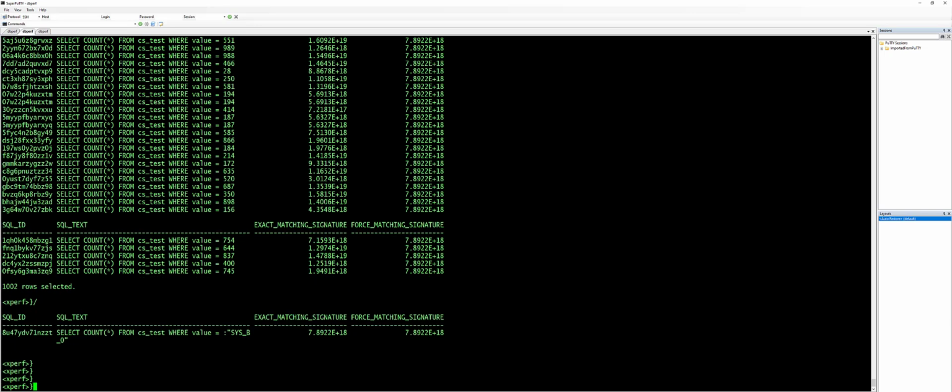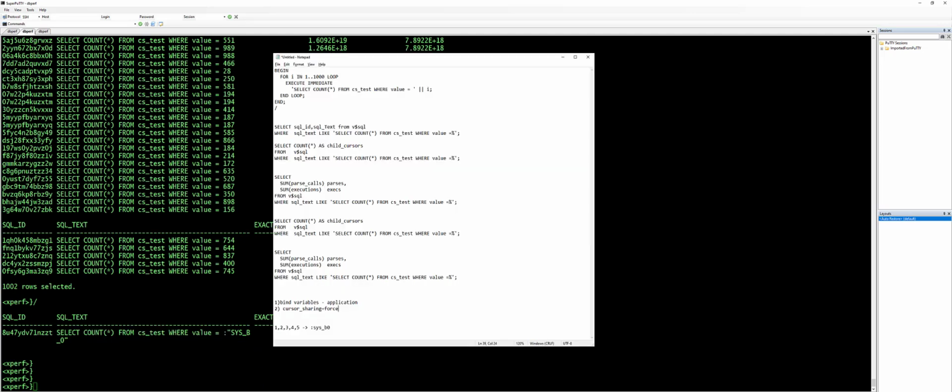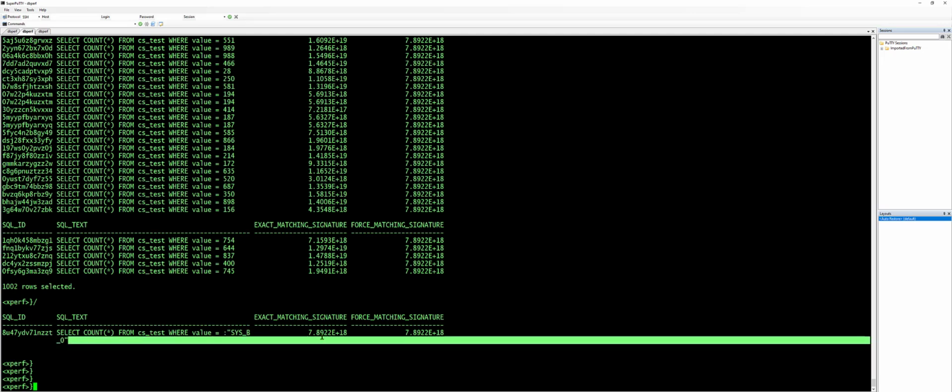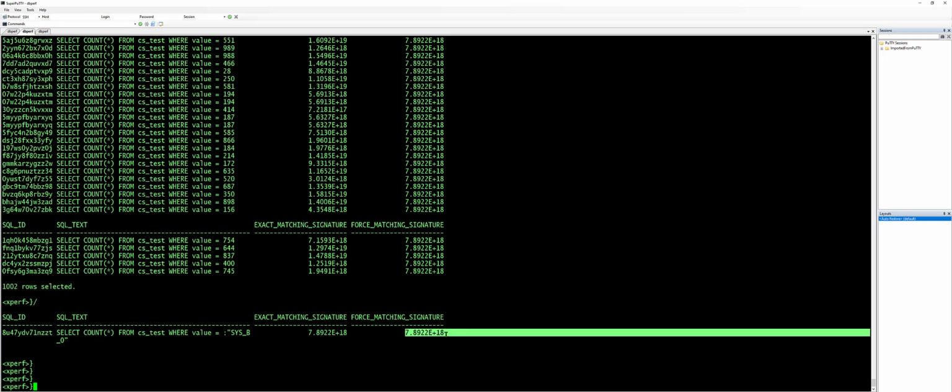So now if you see, there is only one SQL ID. But if you see the SQL text, similar to what I mentioned here, colon SYS_B_0. So likewise, you don't see any number here. Similar to this, you are seeing something like SYS_B_0. And if you see, both the exact matching signature and the force matching signature are the same.